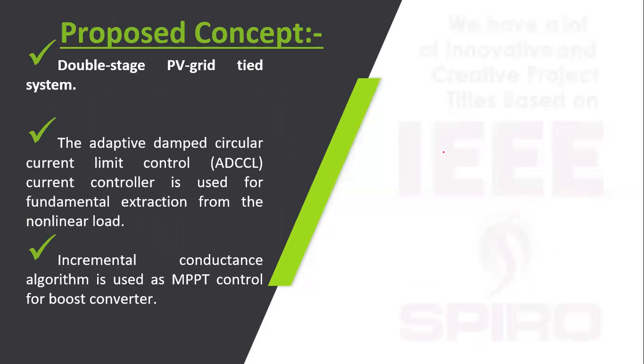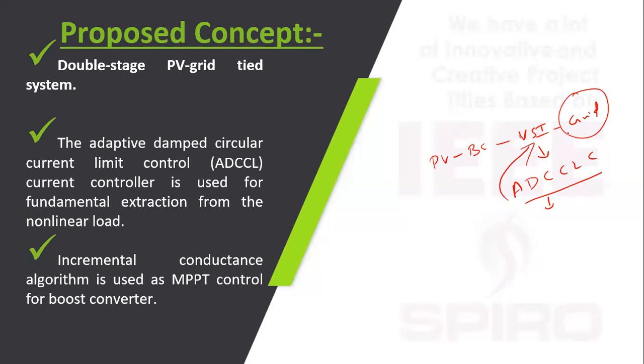In the proposed converter, the double stage, the input panel is connected with the boost converter, and the boost converter is coupled with the voltage source inverter, and the three-phase output is fed into the grid. For a nonlinear load connected to the grid, for a good response, the proposed controller, adaptive damped circular current limit control, is used to give the pulses to the voltage source inverter in closed loop. And in the boost converter, the incremental conductance algorithm is used.